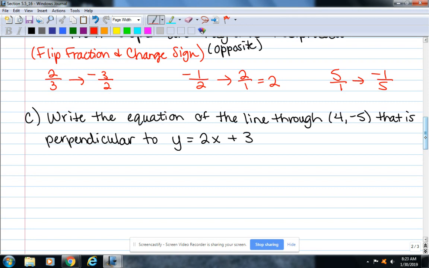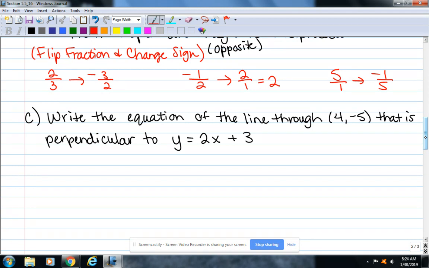Read the problem carefully. If it says parallel, you want the same slope. If it says perpendicular, you want negative reciprocal slope. Okay? So read the problem carefully. Some people just see the P and do parallel when it's supposed to be perpendicular and vice versa. So be careful. So y = 2x + 3.